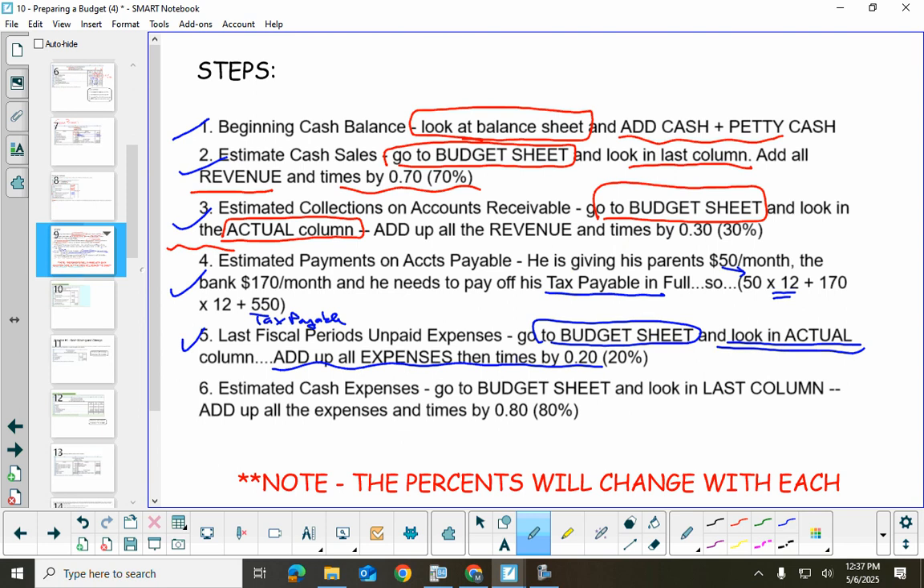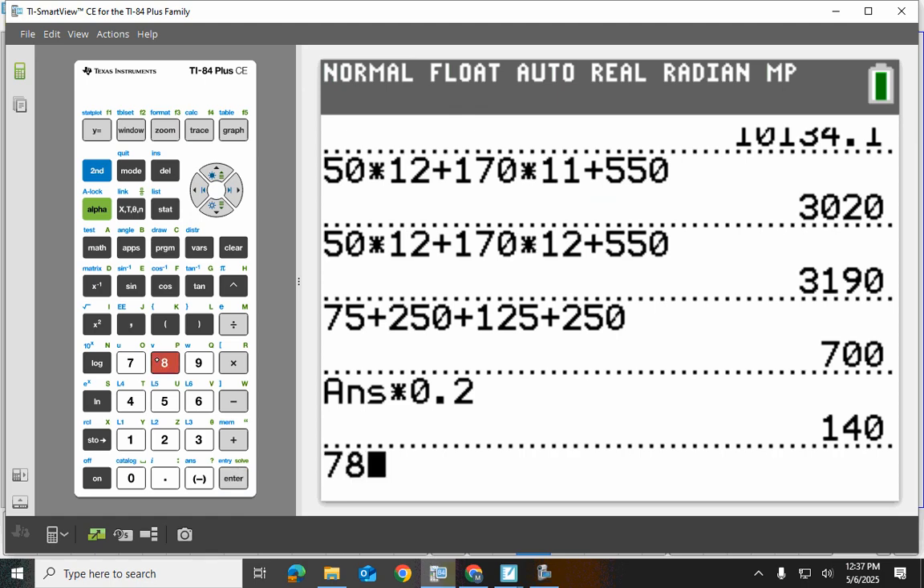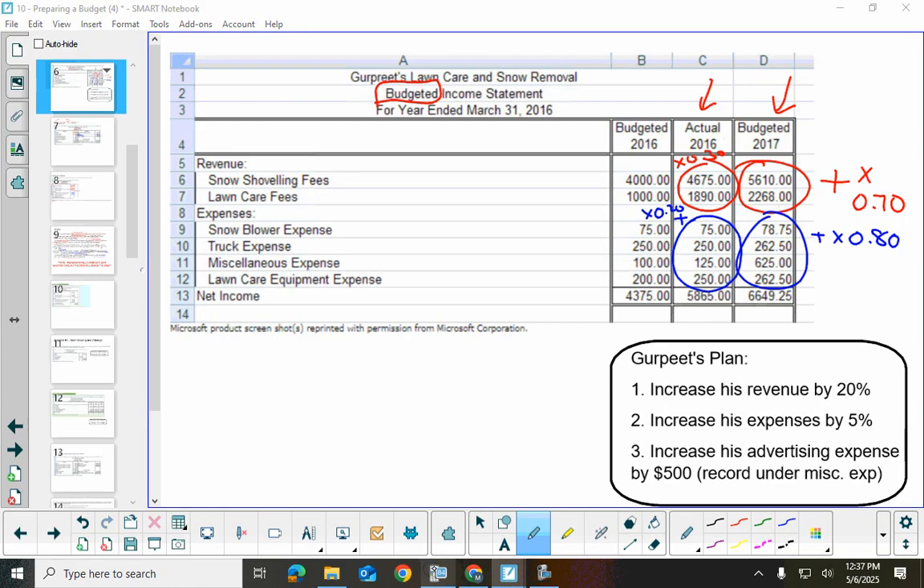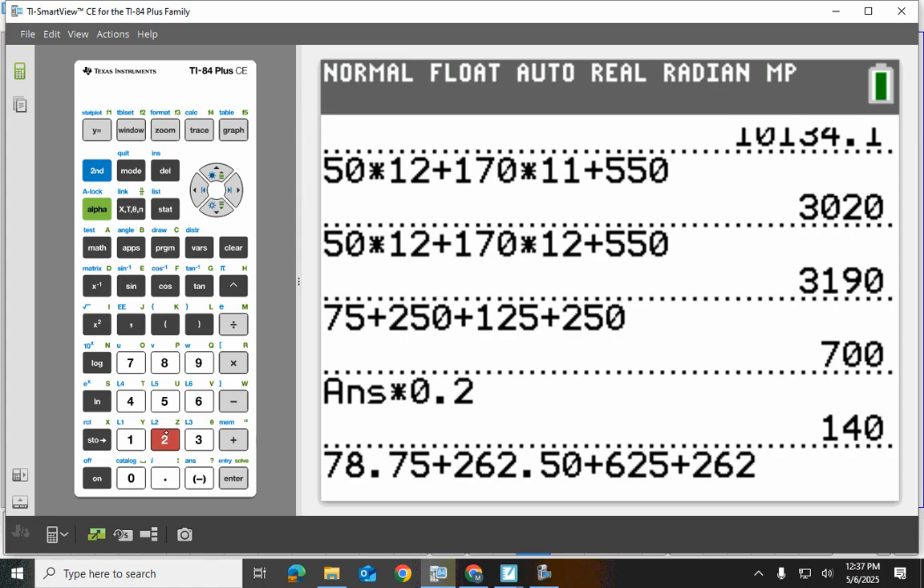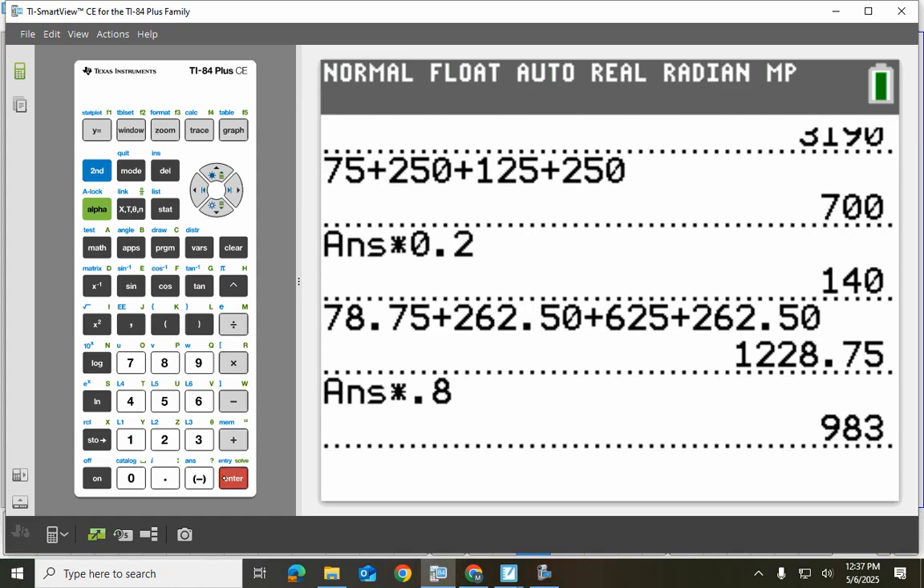Finally, estimated cash expenses. Go to the budget sheet. Go to the last column. Add up all the expenses and times it by 80%. So 78.75, 260, 250, 625, 260, 250, and times it by 80%. So $983.